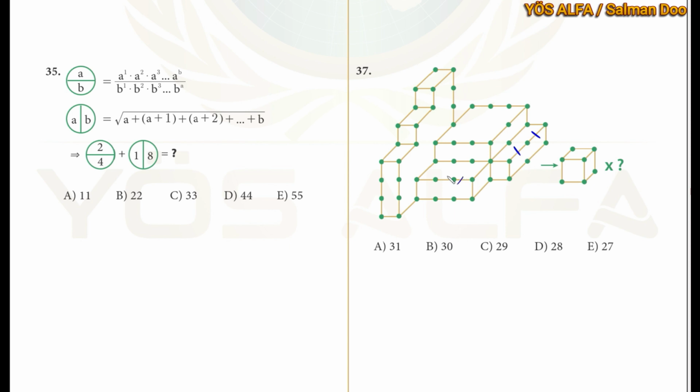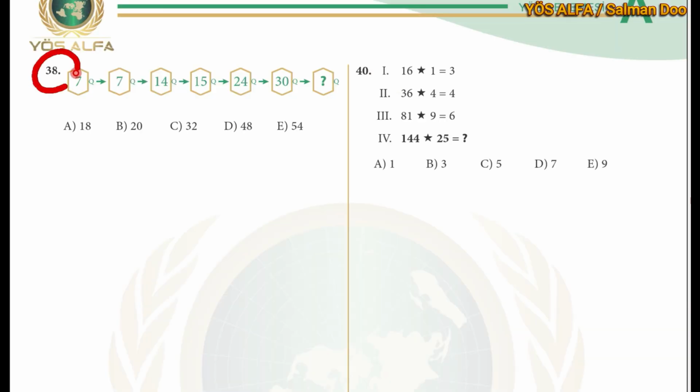1, 2, 1, 2, 3, 2, 3, and we have 1, 2, 3, 4, 5. This is 5, this is 4, this is 3. We have 5, 4, 3. What's left is here: 1, 2, 1, 2, 3. 2 times 3 is 6. Down there we have another cube which has 6 small cubes too. So the total sum is 29. The answer is C, 38.